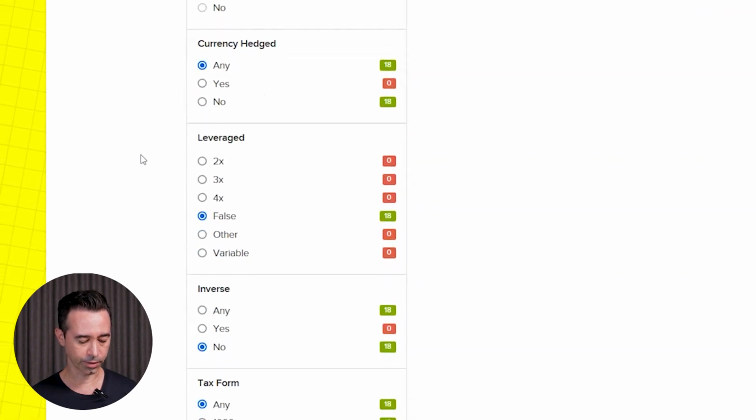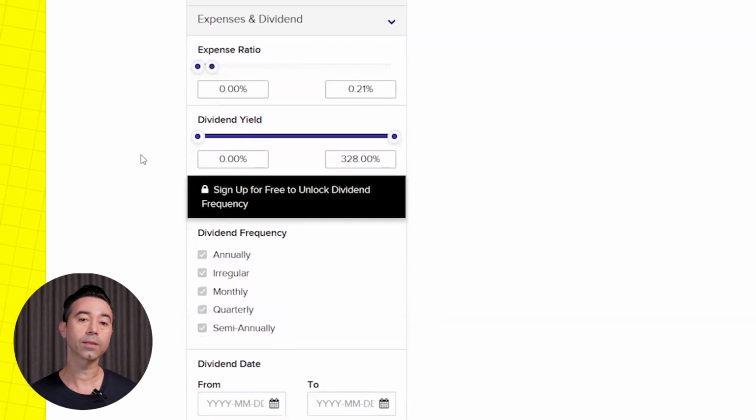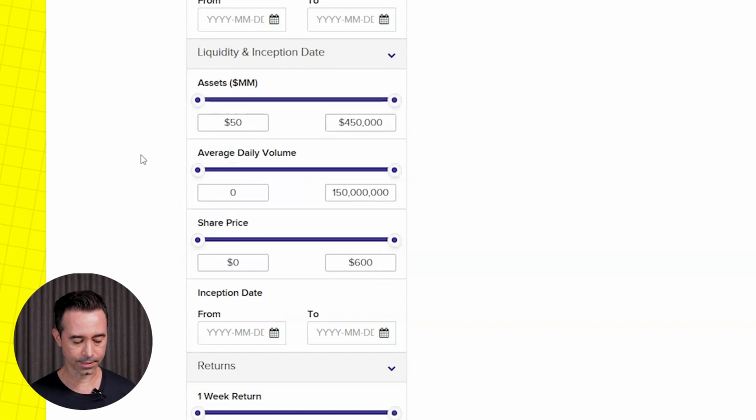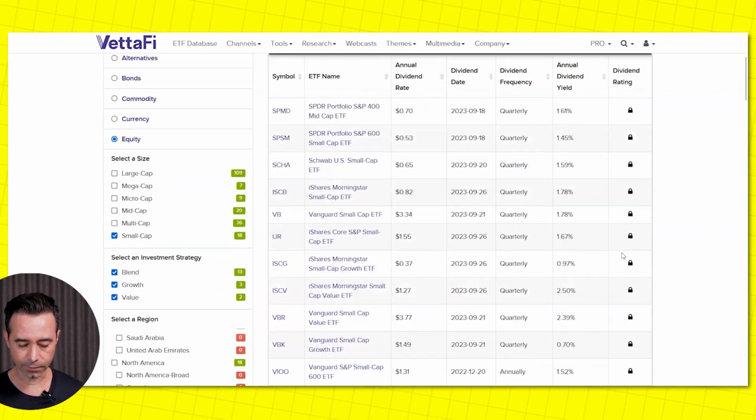Just look at my screen. You can see what's on here so far. These are the things that I've clicked on. I have an expense ratio at the most of 0.21%, so I don't want to spend too much money on an ETF expense. And this is what I have. The screener popped out all of these different ETFs.